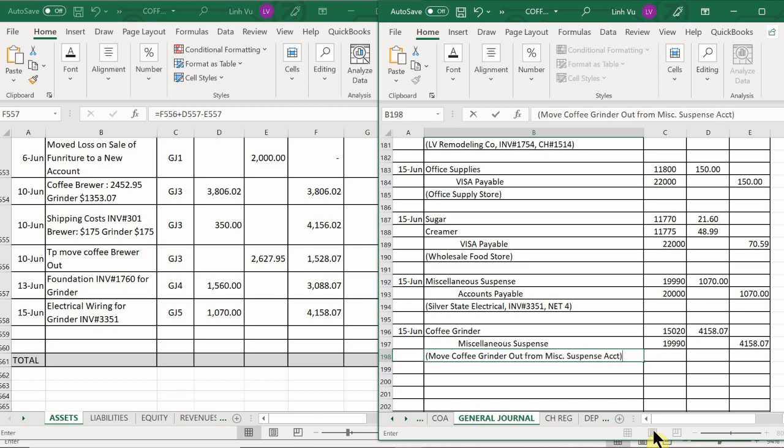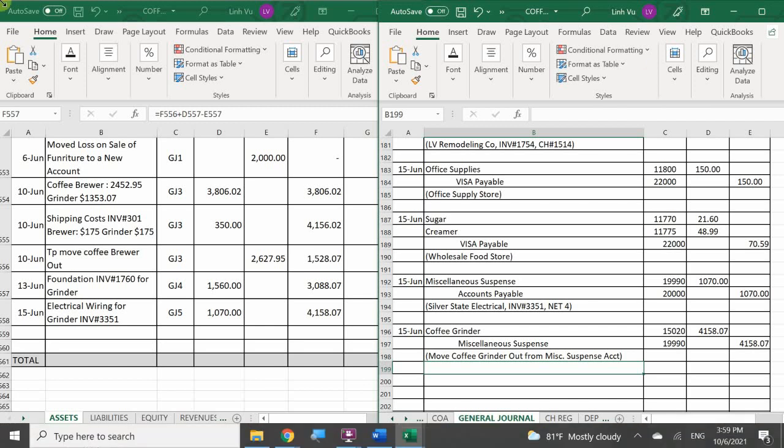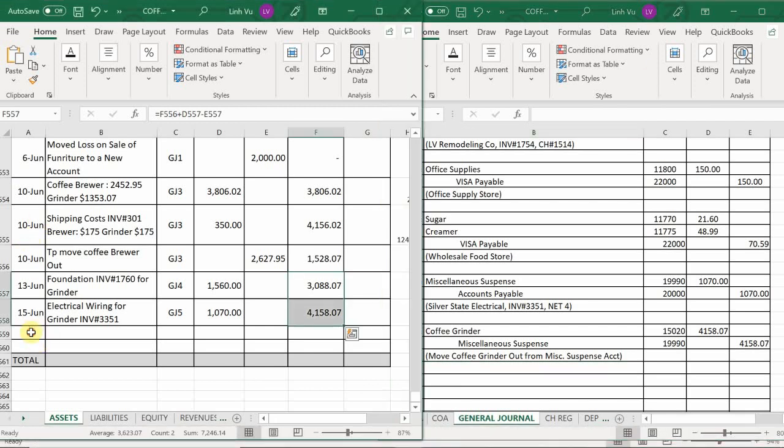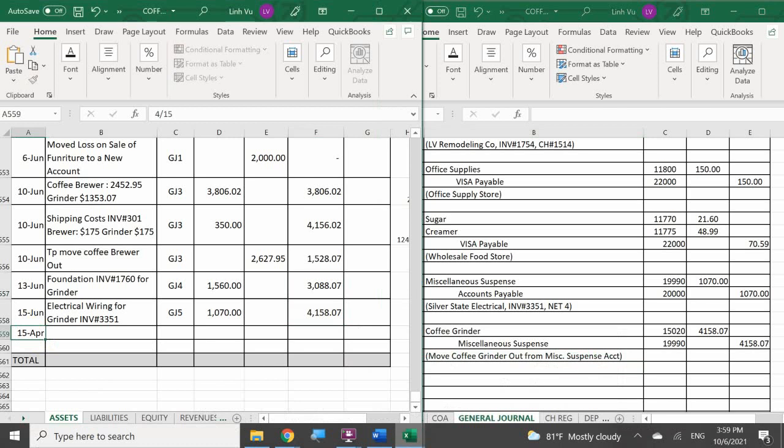Yes, I got it. Good. All right, so we're already here in the miscellaneous expense account in our ledger. So let's go ahead and just take it out from here and then put it into the coffee grinder. So in this case, it is the 15. Move to grinder.